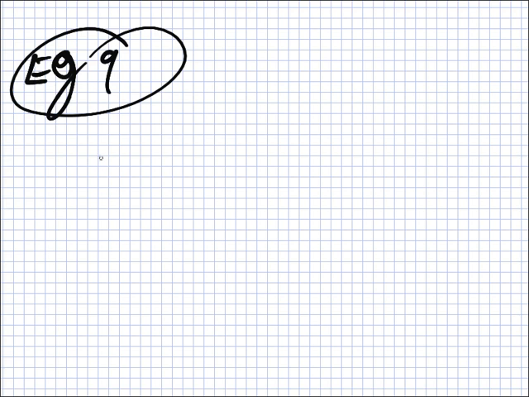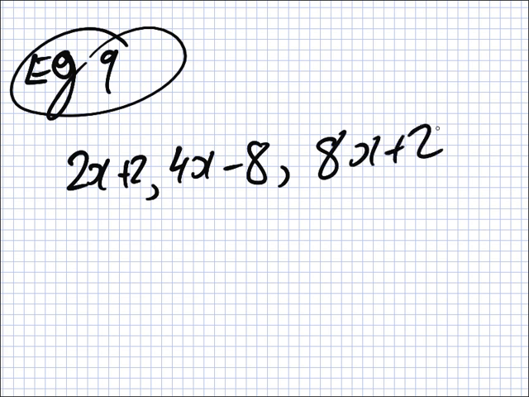I'm giving you 3 terms. This is example 9. 2x plus 2, 4x minus 8, and 8x plus 2. Guess what I'm going to say? Find x. Yeah, but what do we know about these 3? What am I going to say in my question? These are 3 terms that are GP. So, find the x.